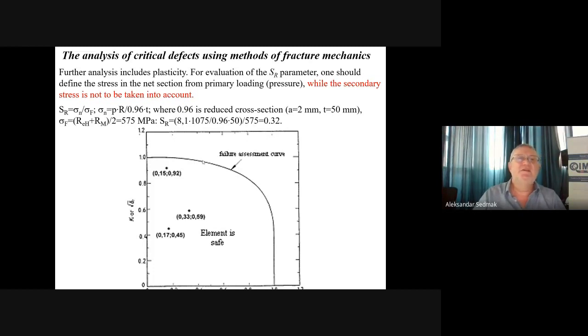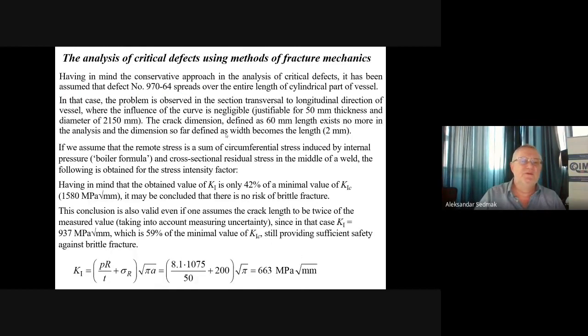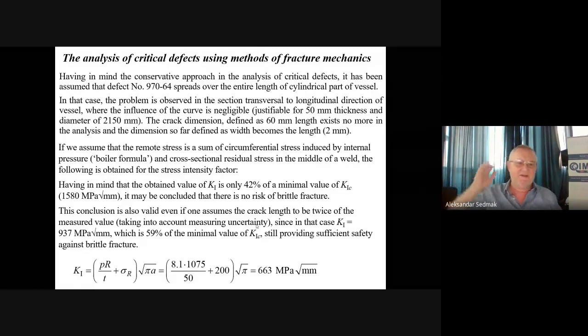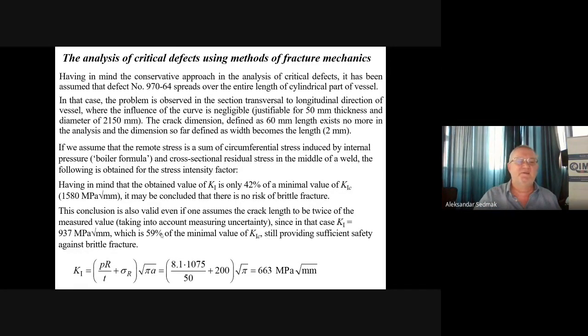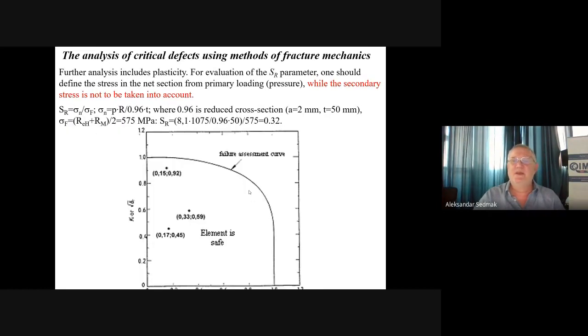0.59. Once we take into account also, I skipped over it, so I'm back now, the measuring uncertainty. So yet another conservativity in this approach is that we take crack length, which is those 2 millimeters, twice as much because of measuring uncertainty, and in that case we will get 59%. Otherwise it was 42. So there are all kinds of different values here based on different input parameters, but our conservative approach was like this.